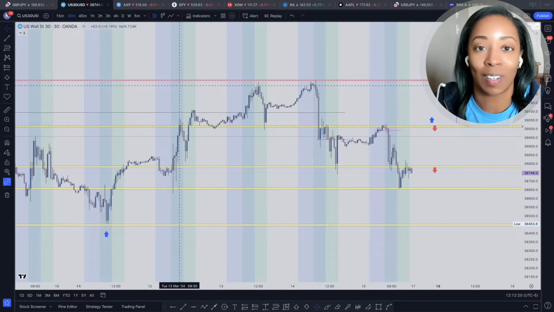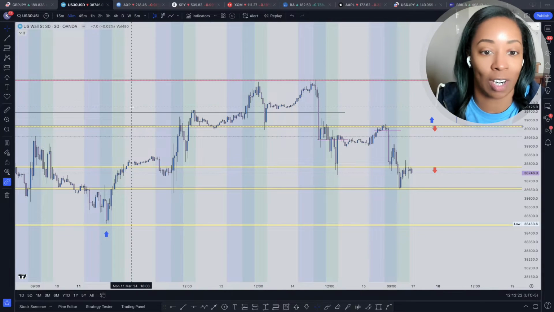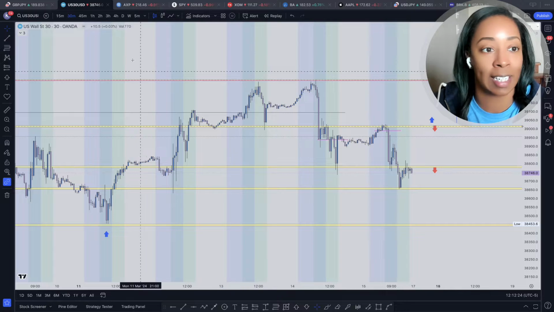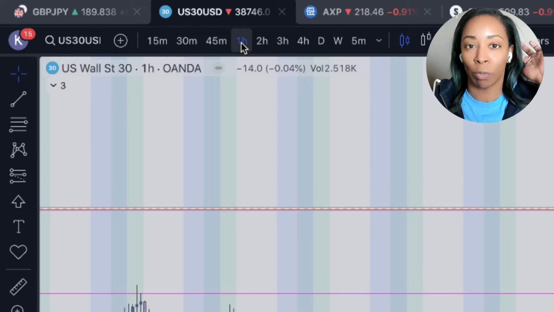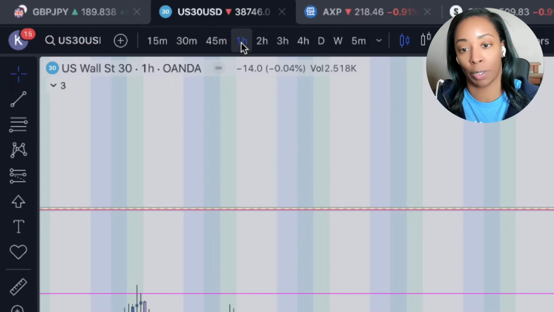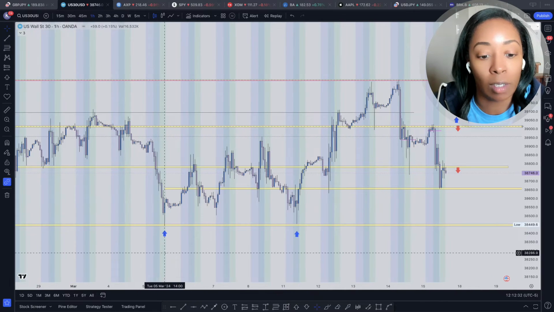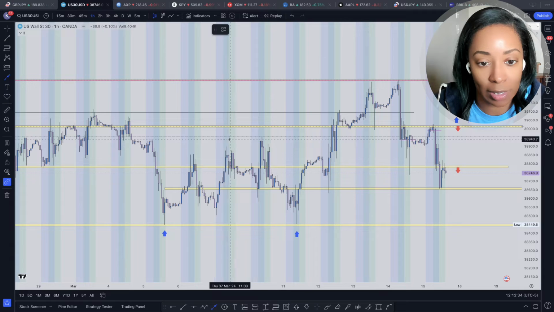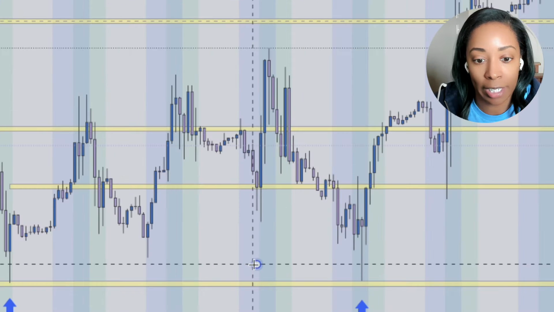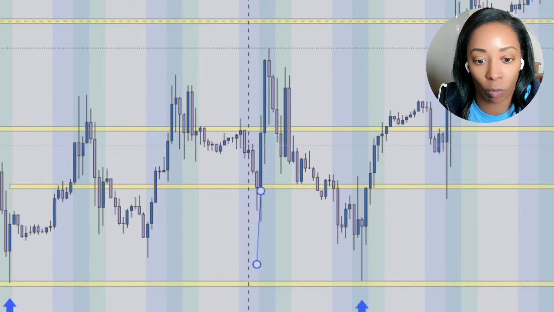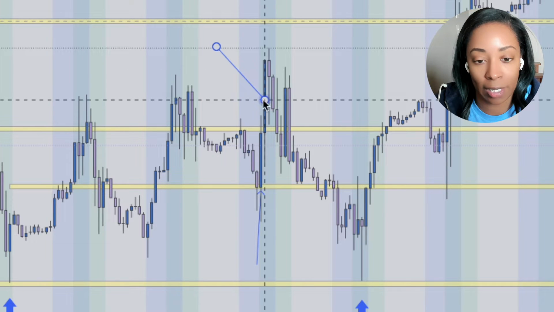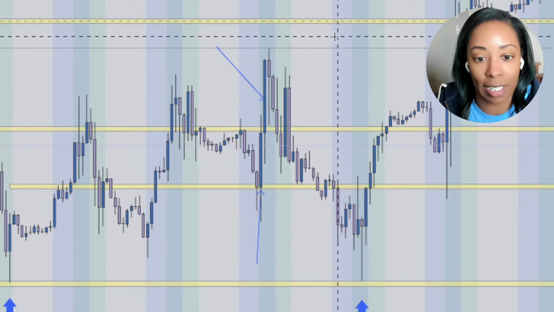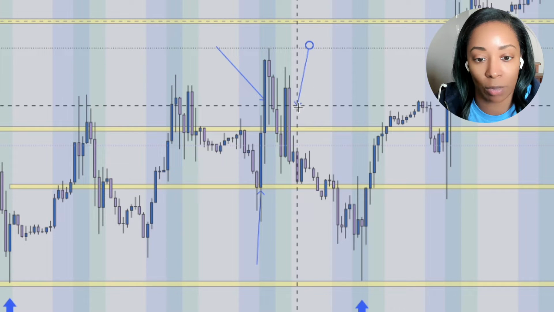All right, so here is a US 30 chart, and as you can see, I'm currently on the 30-minute time frame. Let's go to the hour. It really doesn't matter which time frame you're on, but basically if we look at the market, we will see that here is a really big candle. We also see that this is also a really big candle, and then there are a lot of really big candles up in here.